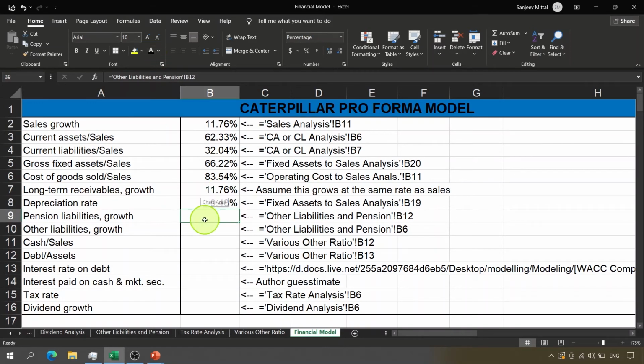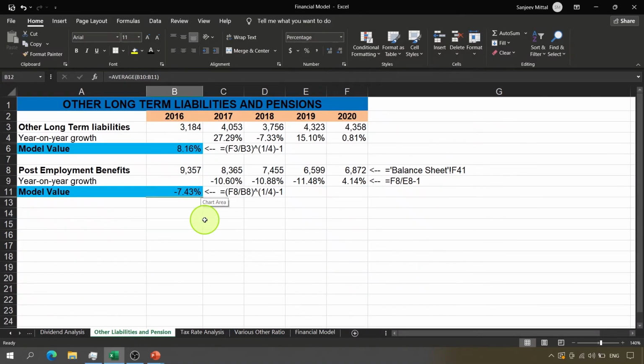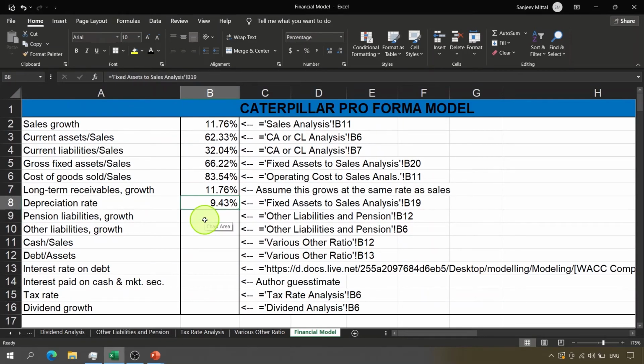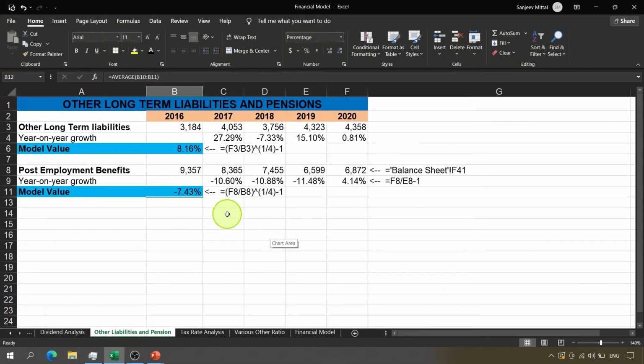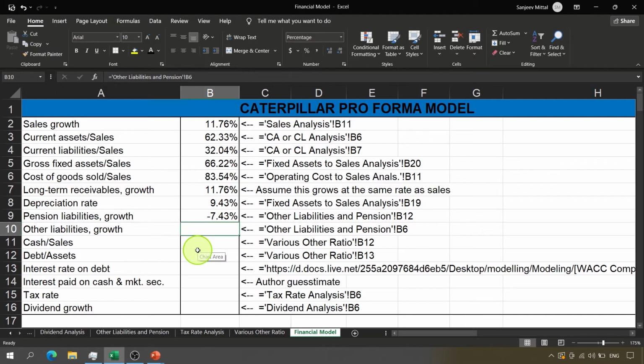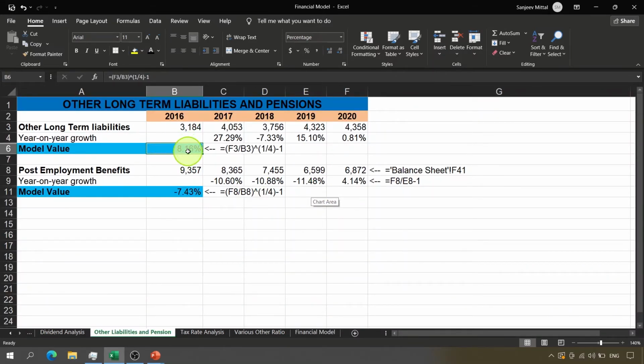After that, we have shown our pension liability, or we can simply say our liability for retirement. So you can see that these liability details for pension are given here, which, I can just highlight this number, is 7.43%, and this number we have taken from our model value from our other liabilities and pension section. After that, our other liabilities have grown by 8.16%. So this 8.16% has been taken from the other liabilities and pension section.